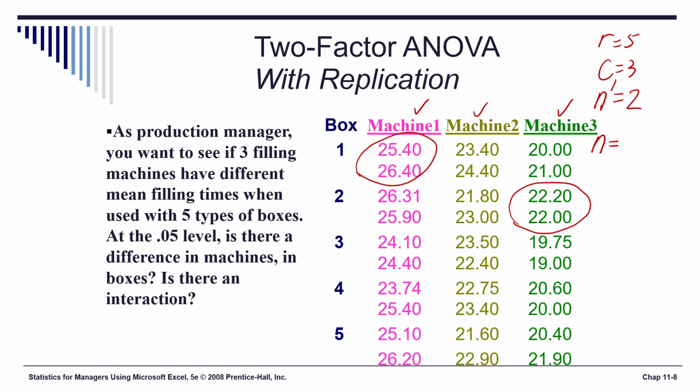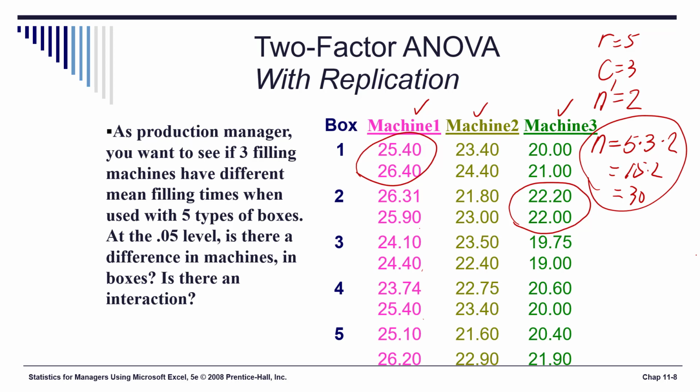If you look at the sample size, it's the number of rows, 5 rows, times the number of columns, 3 columns, times the number of replications. So it's 15 times 2, so it's 30 total data. If you count it, 2, 4, 6, 8, 10, 10 times 3, that's 30. So that's how they come up with this.